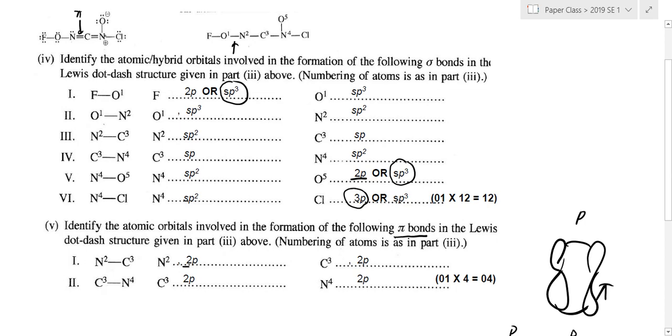C3N4, these two. It is also a double bond. It means it's a pi bond. P orbitals are overlapping. Carbon's 2p and nitrogen's 2p. Because they are sp2 hybridized. This one is sp hybridized.